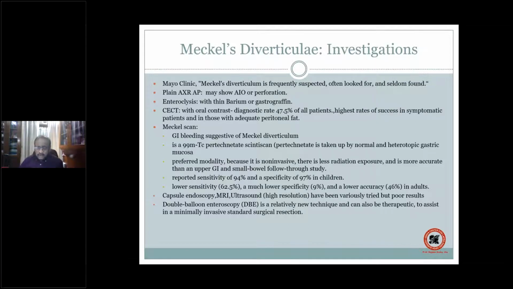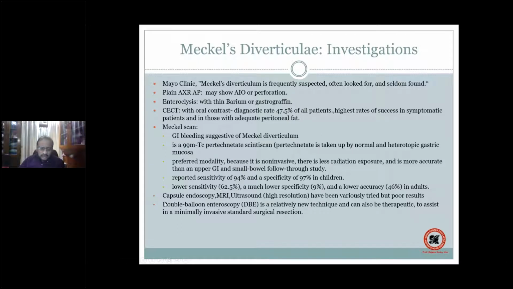But it is lower in adults. It has a low sensitivity of 62.5%, a very low specificity of only 9%, and a lower accuracy of 46% in adults. So basically, it tells you this is more informative as far as the diagnosis in children is concerned, as compared to the adult.